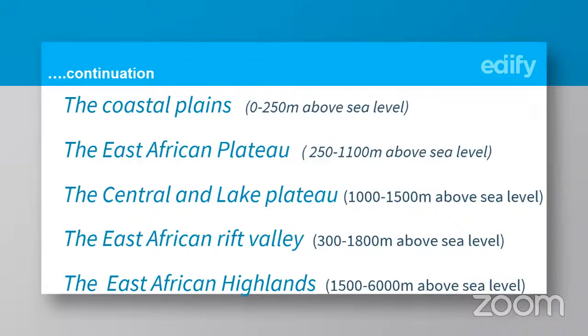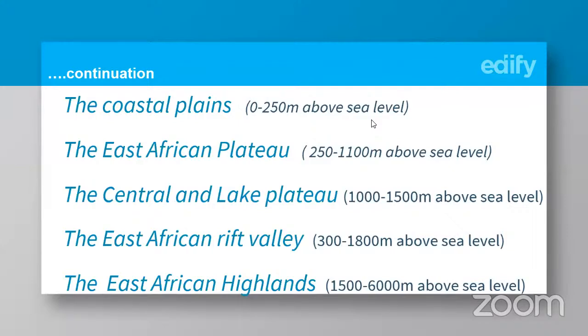Druscilla, read for me the third one. So you looked at the coastal plain found at the coast. The East African Plateau is a raised flat piece of land found in East Africa. The East African Rift Valley. Is that the third one? No, the third one is the Central and Lake Plateau.